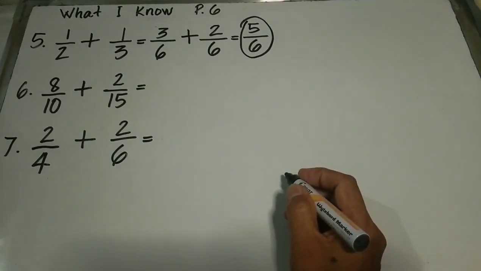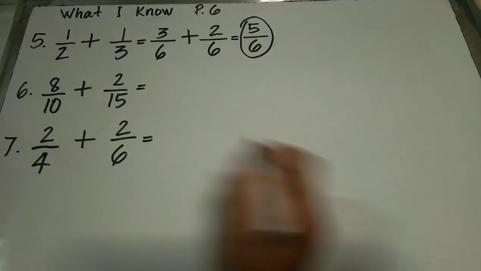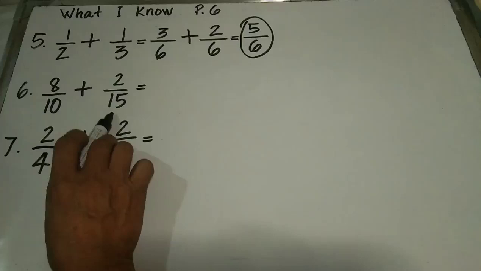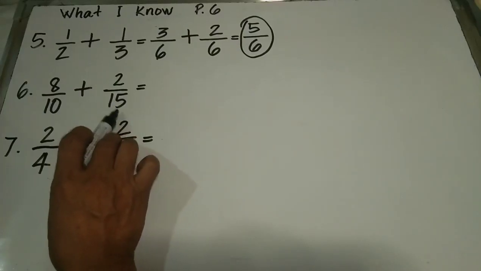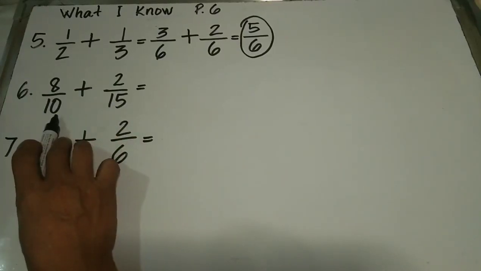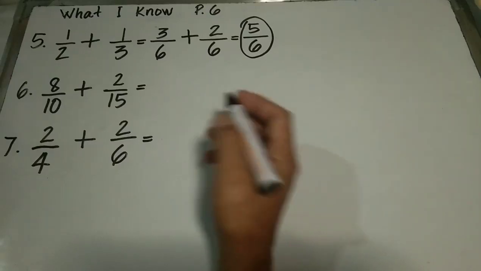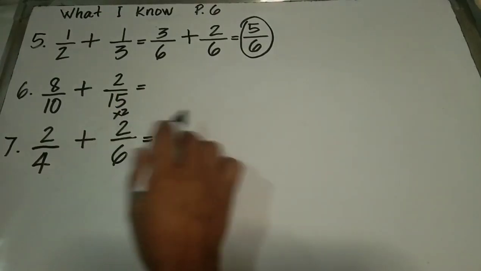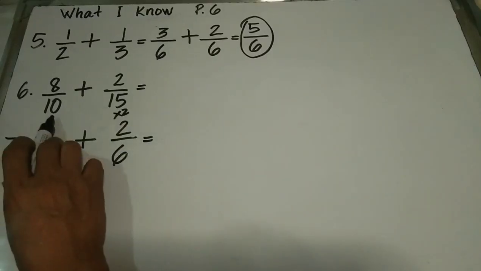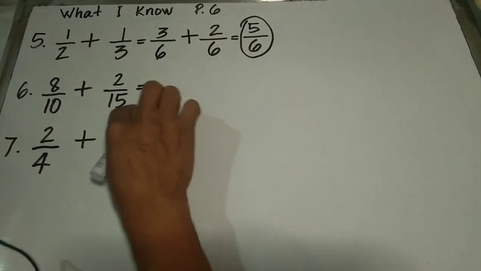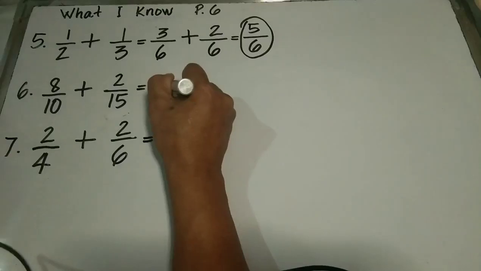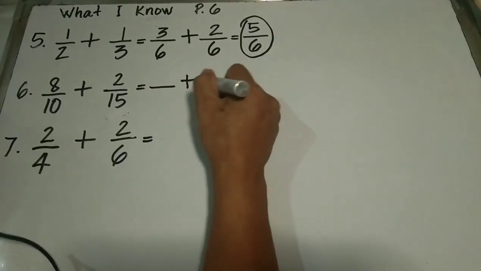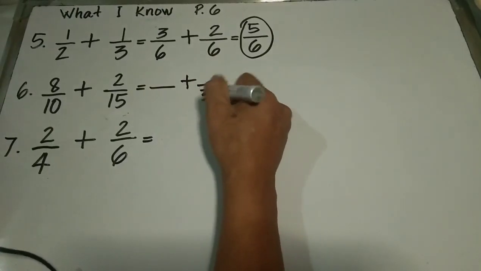Number 6, 8/10 plus 2/15. So we will look at the denominators 10 and 15. 15 cannot be divided by 10, so let's start multiplying it by 2. 15 times 2 will give us 30. Can you divide 30 by 10? Yes. So we will stop at 30. So 30 will become our LCD.